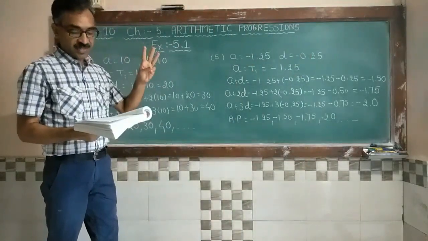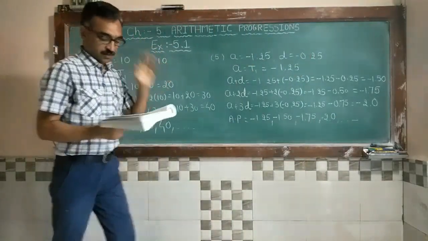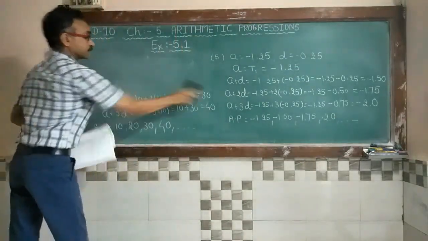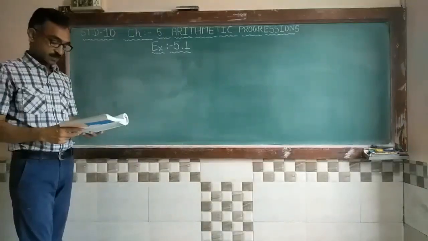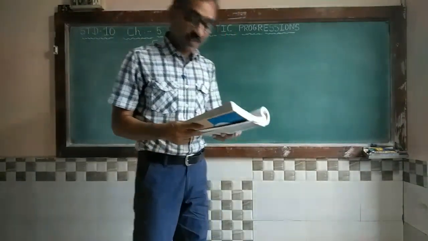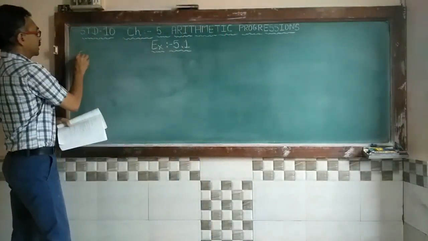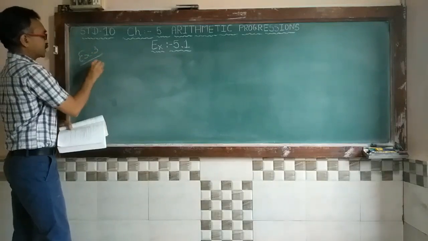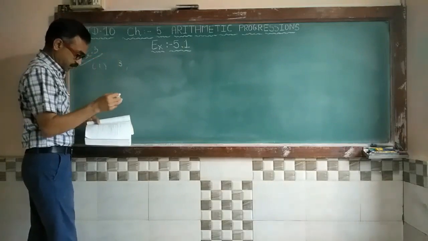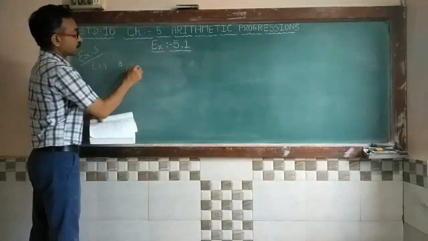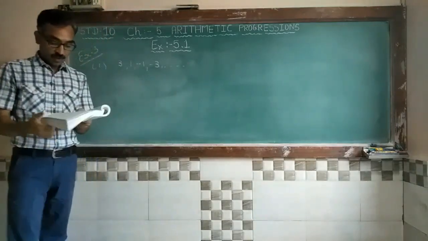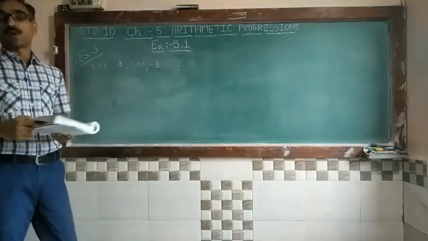Okay, the remaining three examples you have to do yourself. Now third example: for the following APs write the first term and the common difference. So in example 3, the first one is 3, 1, minus 1, minus 3, and so on. You have to write the first term and common difference.